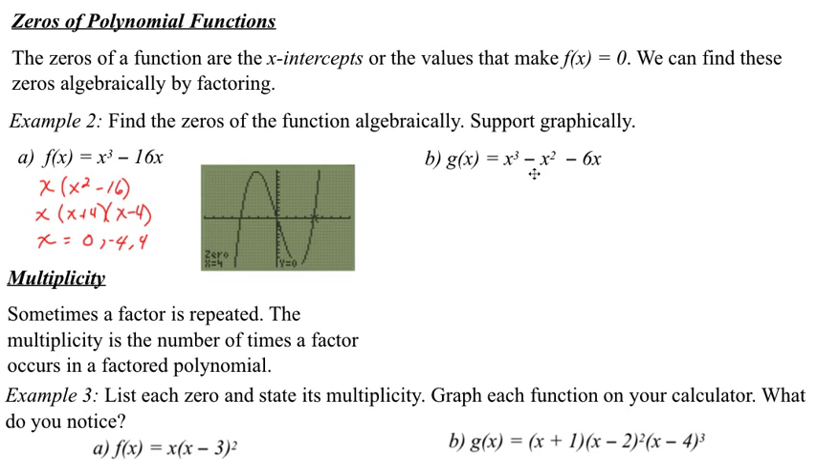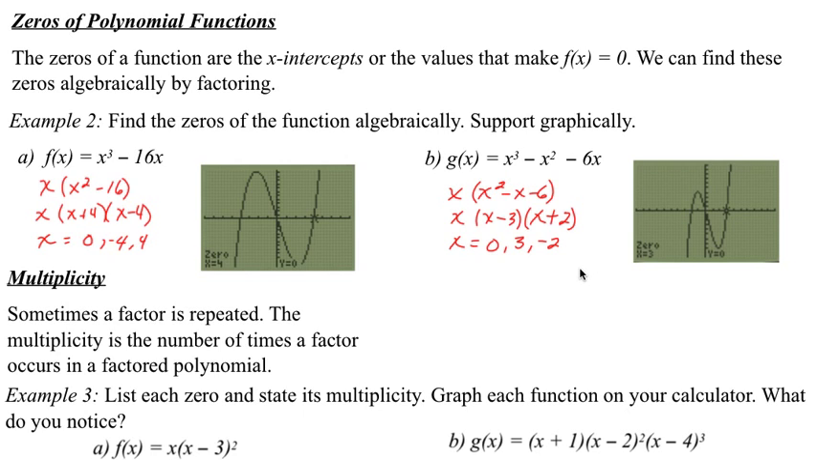Example B, again, we have a common factor of x that we can take out. And then you should be able to factor this, the factors of 6 that differ by 1, are 3 and 2. Then setting each factor equal to 0, we get x equals 0, x equals 3, and x equals negative 2. And then here is the graph that supports that as well.